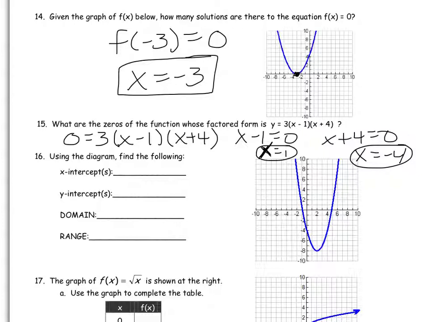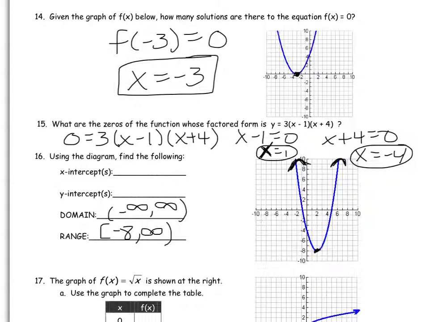Using the diagram, find the following. I'm going to go ahead and assume that this has some arrows on it, that we're dealing with a nice continuous quadratic function. Domain for quadratics, for any polynomial, all real numbers. The range, the lowest absolute minimum y value is -8. But for any value larger than -8, there's an input that will produce that output. So the range is -8 to infinity. y can be anything -8 or greater.